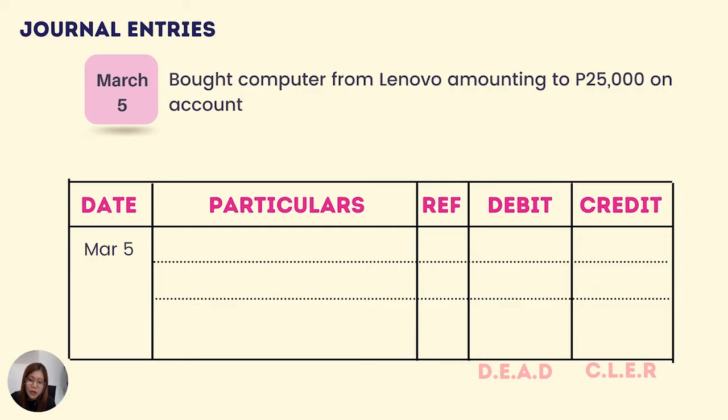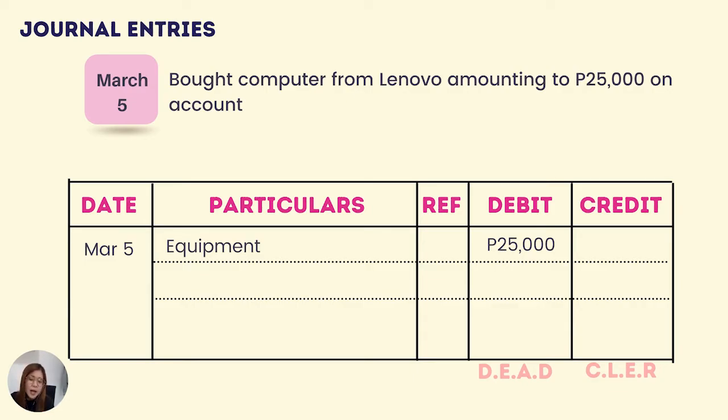And the appropriate account title for that is equipment. Therefore, the affected account for this transaction is equipment. Tama? So, how are we going to record it? Debit ba siya or credit? Equipment is an asset. Tama?